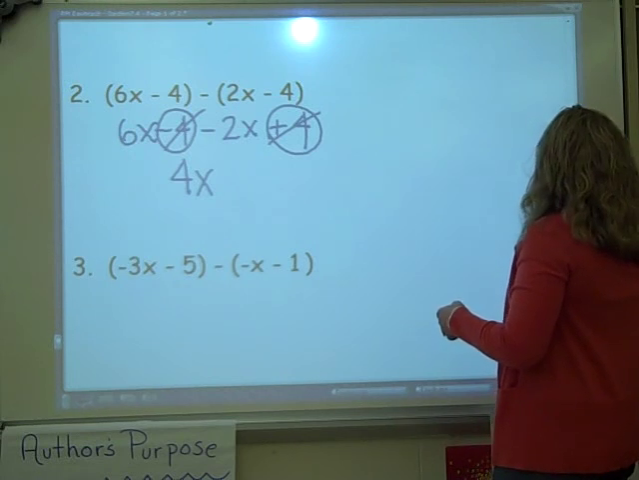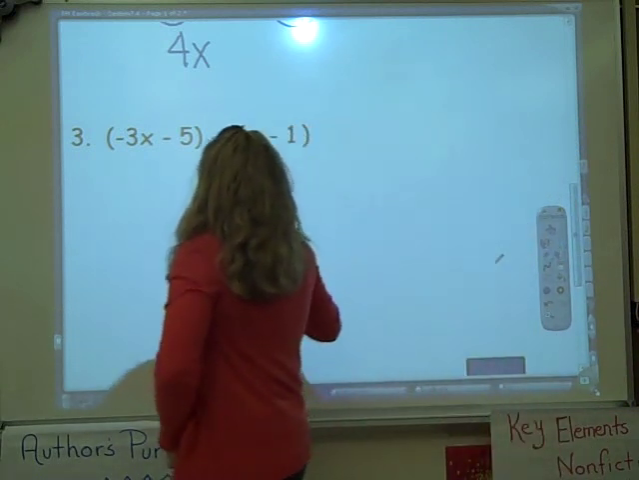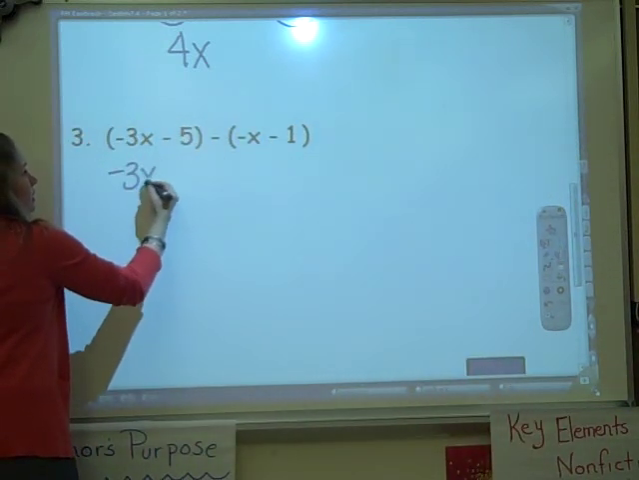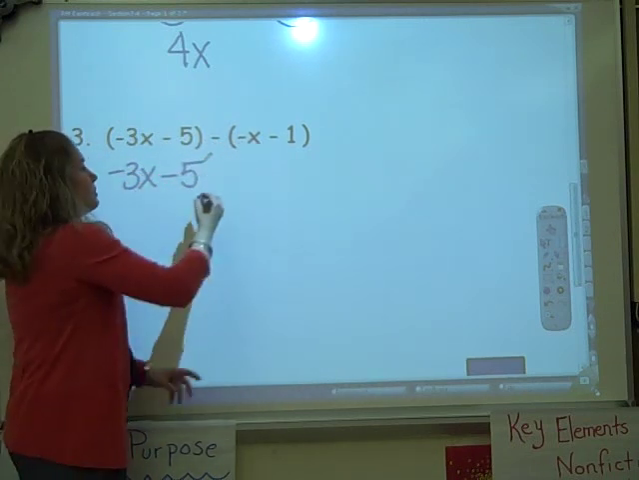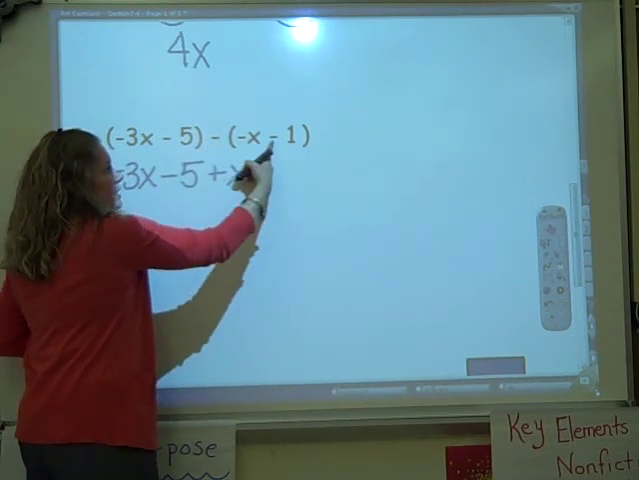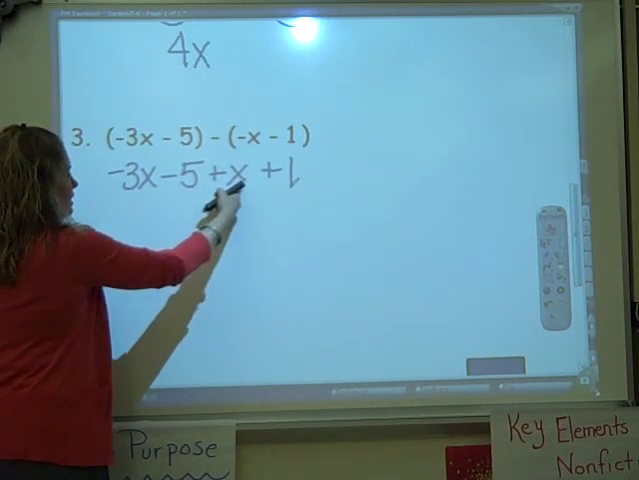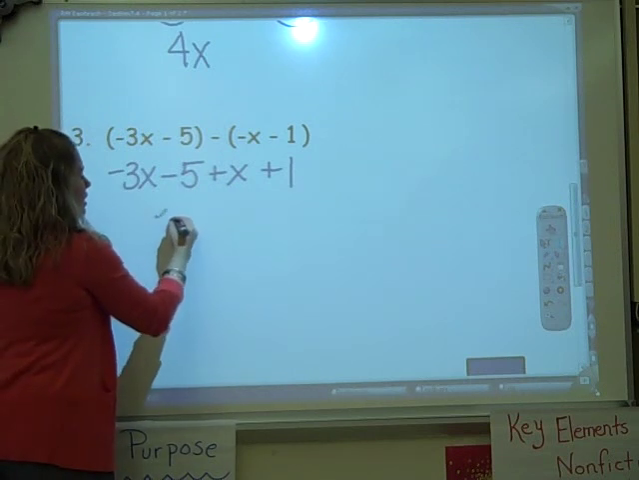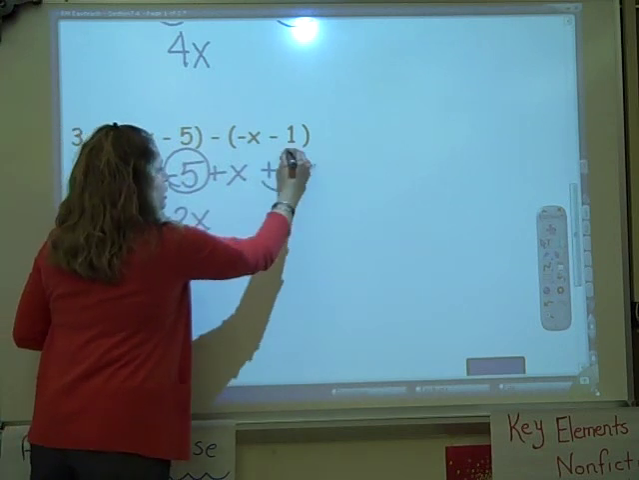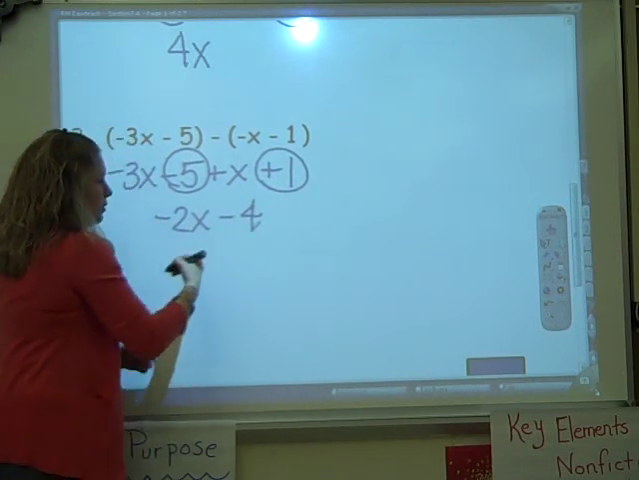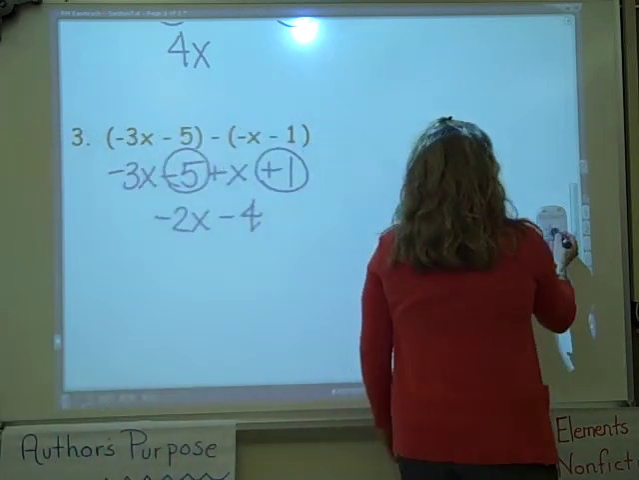All right, number 3, which I think is the last one here. Negative 3x minus 5. The first one stays the same. Minus a negative x means plus x. Minus a negative 1 means plus 1. Negative 3x plus x, that's plus 1x. You get negative 2x. Negative 5 plus 1 is a negative 4, so minus 4. Okay, again, we will practice a bunch of these in class if you're having a little difficulty.